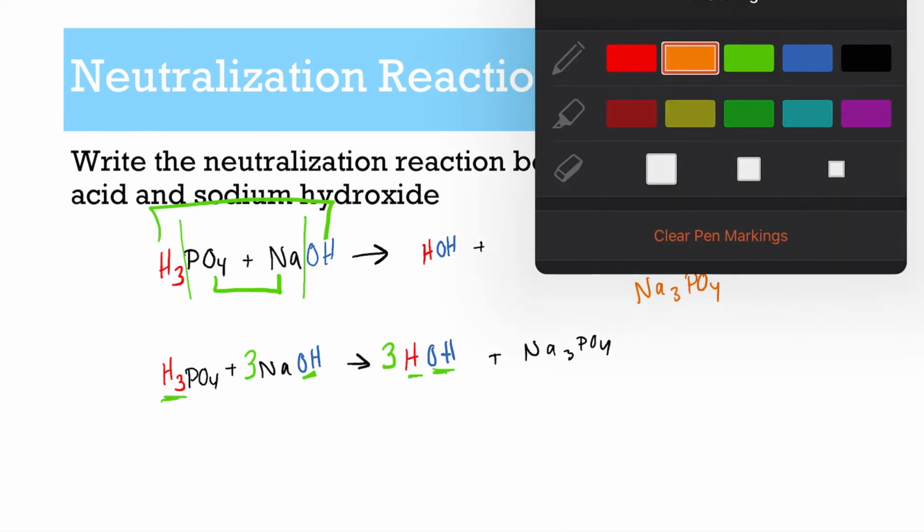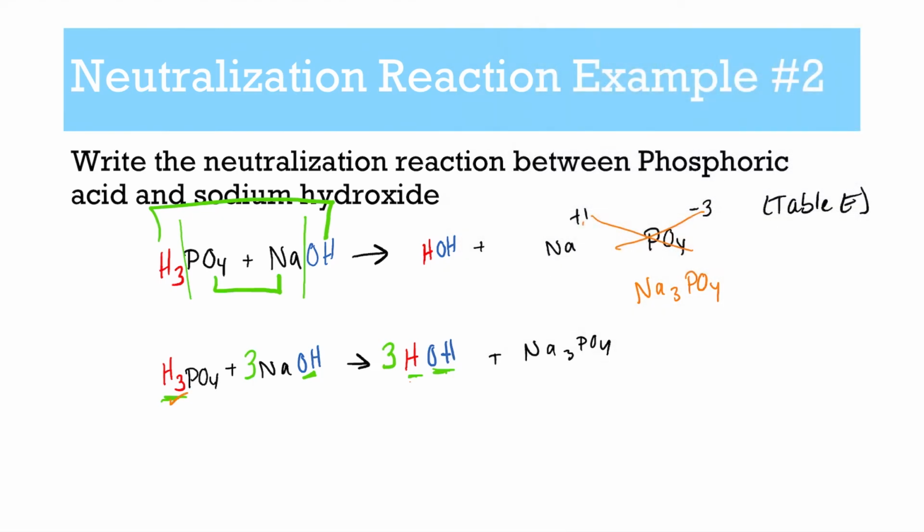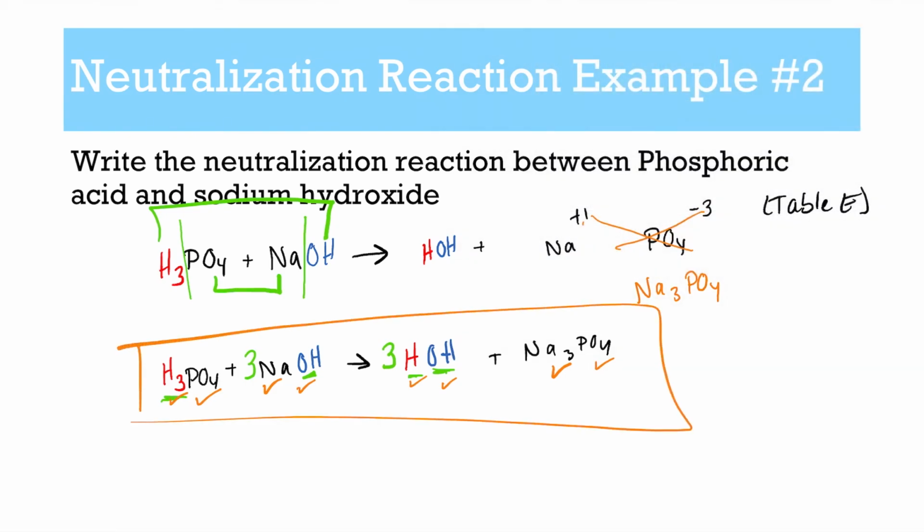Now we're balanced, just so you believe me. 3 red H's, 3 red H's. PO4, we got PO4. We got 3 Na's, we got 3 Na's. We have 3 blue OHs, 3 blue OHs. There is your perfectly balanced neutralization reaction.